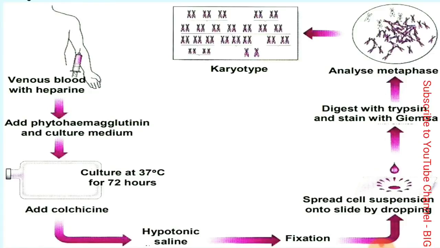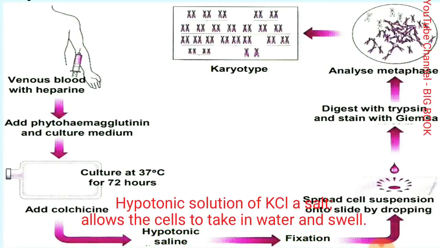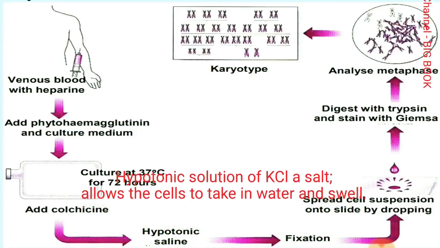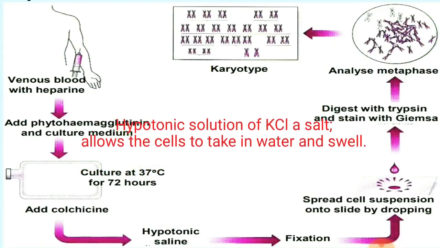Further, this culture, which has already been subjected to colchicine to arrest the metaphasic phase of the mitotic cell division, is again subjected to hypotonic saline. Hypotonic saline is the saline of potassium chloride salt.